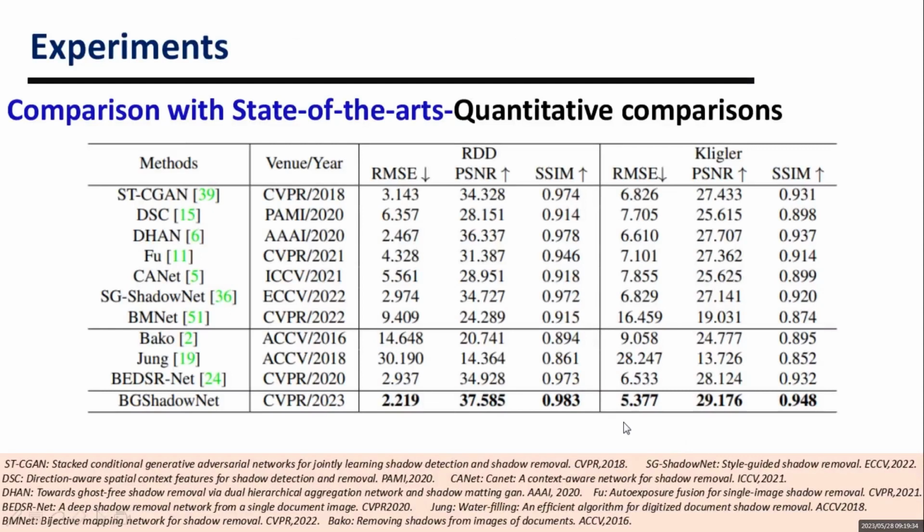This table concludes the quantitative comparison results. From the table, we can observe that our method achieves the best values for all metrics among all the compared methods, clearly demonstrating the effectiveness of our method.